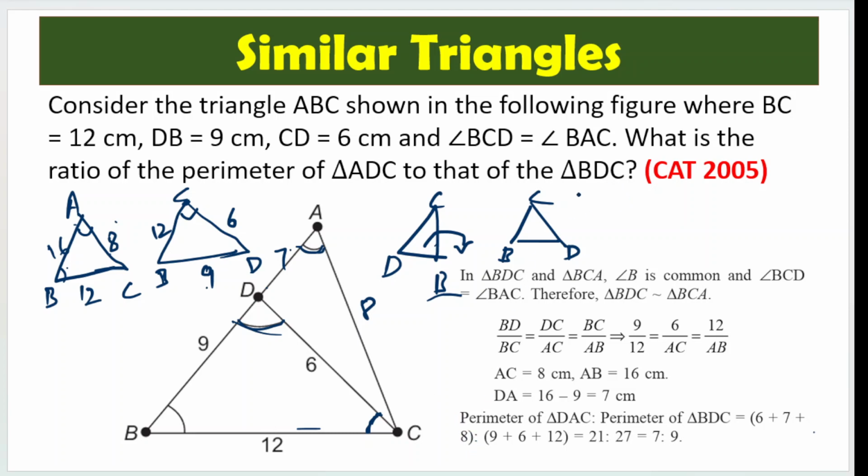Versus what is the perimeter of BDC? 9 plus 6 plus 12, which is equal to 27. So the ratio is 21 is to 27, which is 7 is to 9. This is such an easy problem, just that we should recognize that there are similar triangles. Just by flipping one of these triangles, we are able to recognize. And in any triangles, when certain angles are equal, we should try to find a way if there are similar triangles. Thank you, guys.